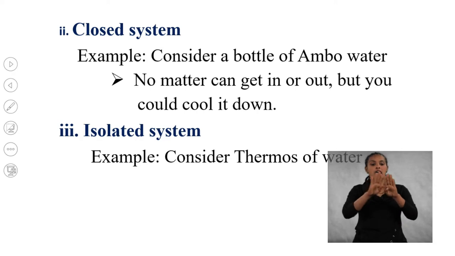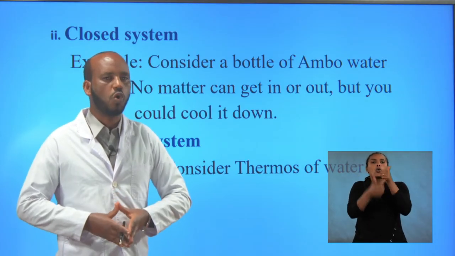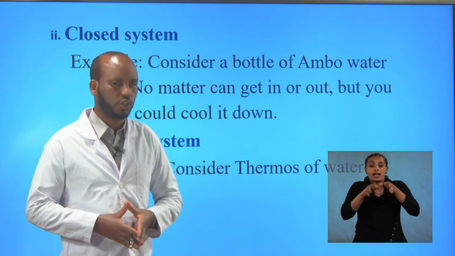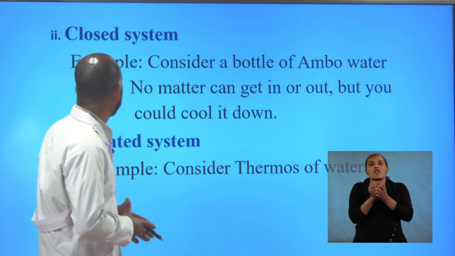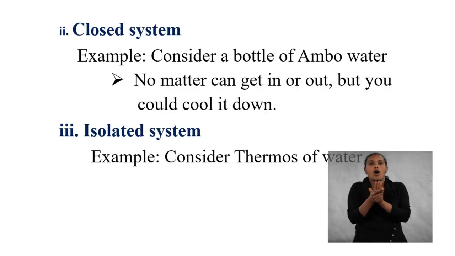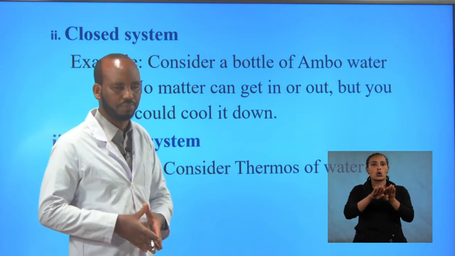Closed system. Closed system is a system which allows only exchange of energy, but not matter. For example, a bottle of water. No matter can get in or out, but you could cool it down. This is an example of closed system.